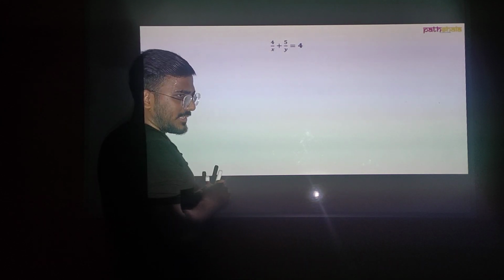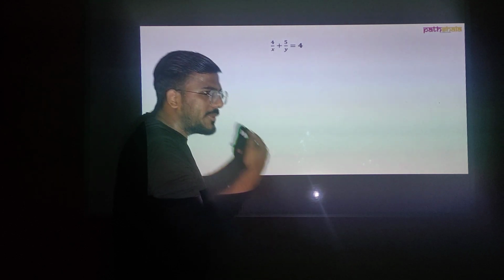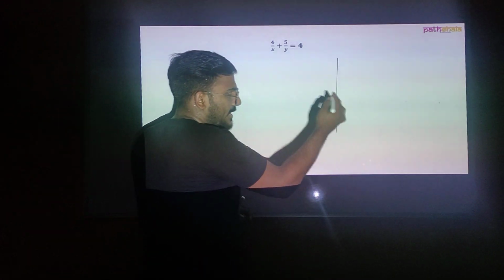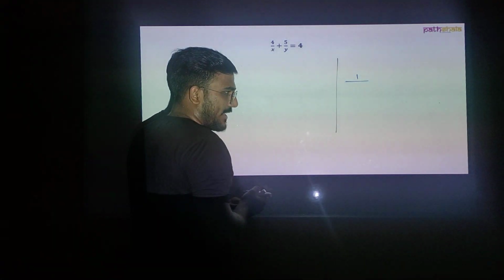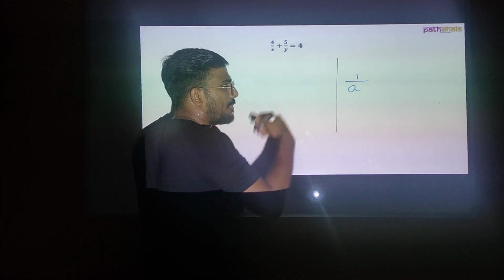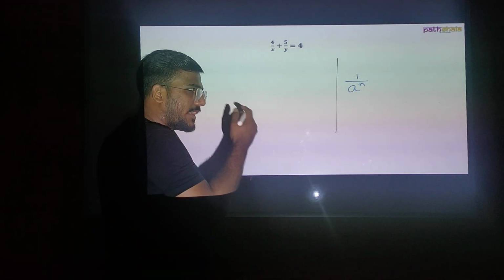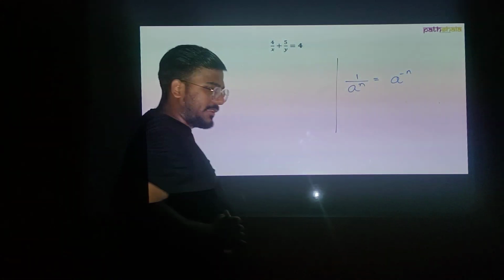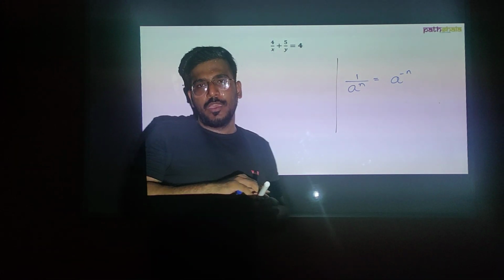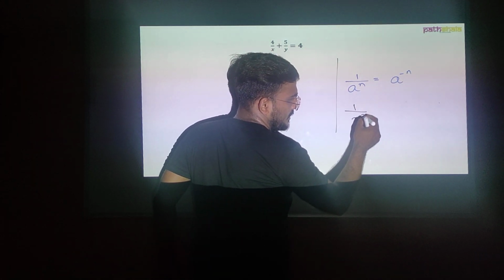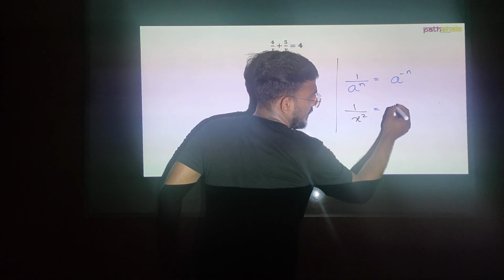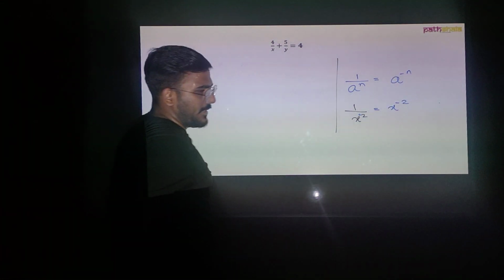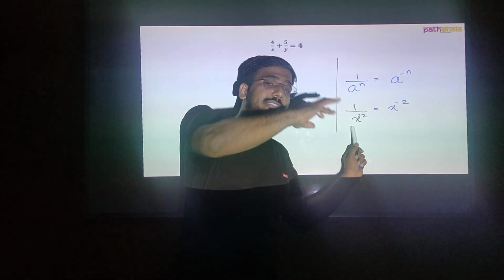See, we have 4 upon x. Now whenever we have a variable in the denominator, we don't want the variable in the denominator. Let's try to shift it to the numerator. For that, let's understand a property, the property of indices. Whenever we have any number or term with a power in the denominator, that is 1 upon a raised to n, if we shift it up, it becomes a raised to minus n. It means we only have to change the sign. Example, if we have 1 upon x square, this will be written by taking x square up. What is the sign over here? It is plus. When it goes up, it becomes minus. So we get 1 upon x square as x raised to minus 2.